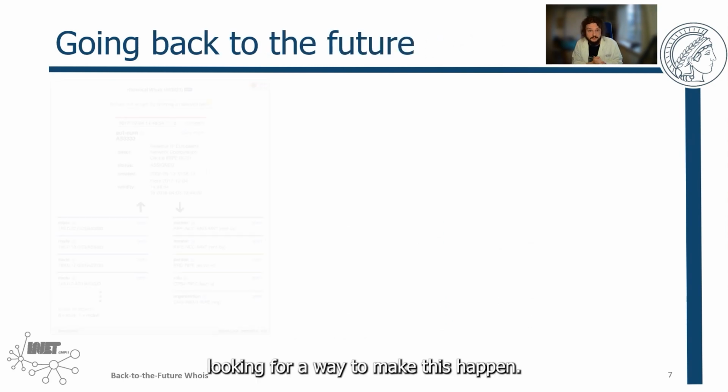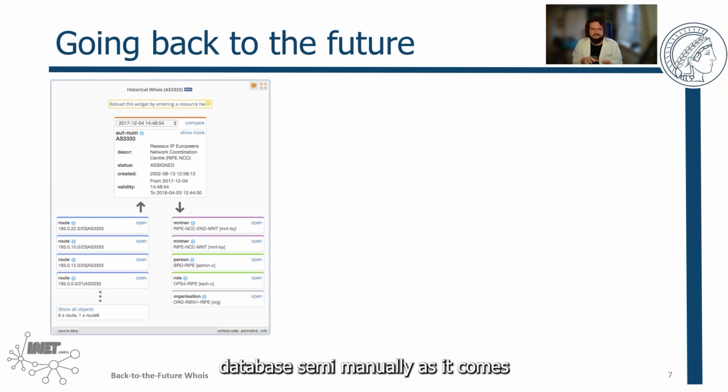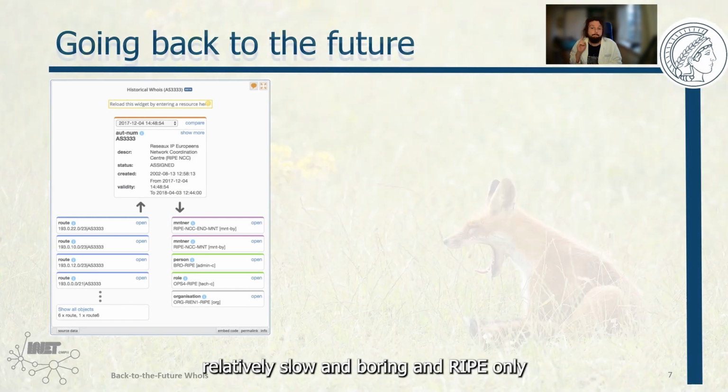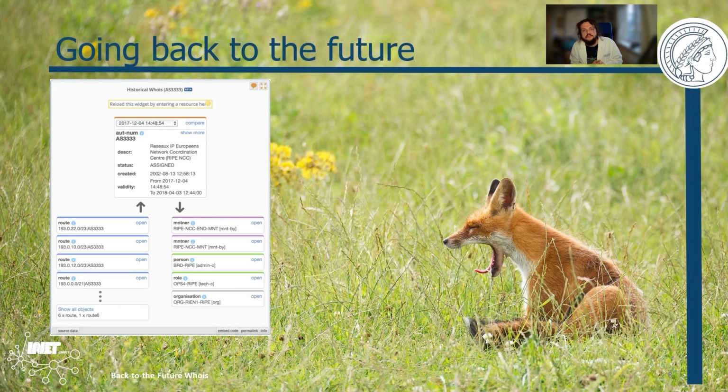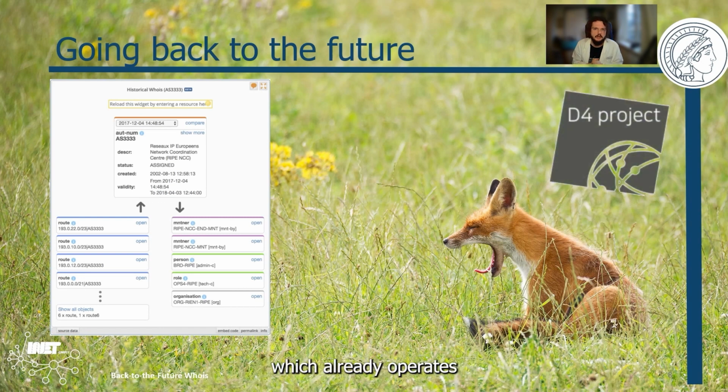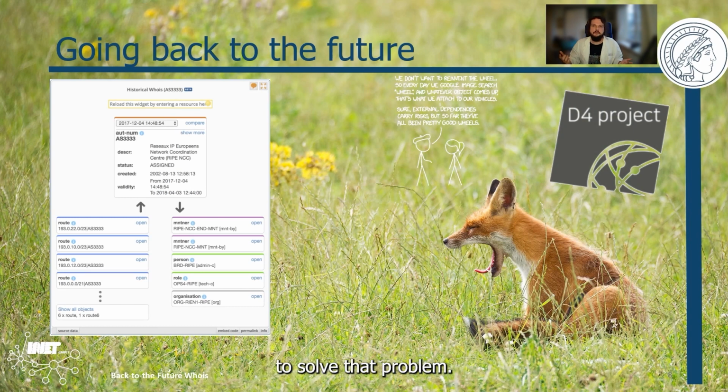Looking for a way to make this happen, we thought about querying the RIPE database semi-manually, as it comes with historic data, but that is, again, relatively slow and boring, and RIPE only. This is when a reviewer helpfully pointed out that we could use the CIDR aggregates of the RouteViews project to do something very similar to what Team Cymru is doing, only with the added benefit of going back in time. There also is a D4 project, which already operates such a Back to the Future-like service. However, their public service only goes back a few months, while using CIDR and RIS data. Hence, we set out to do what one does in such a situation and build our own toolchain to solve that problem.